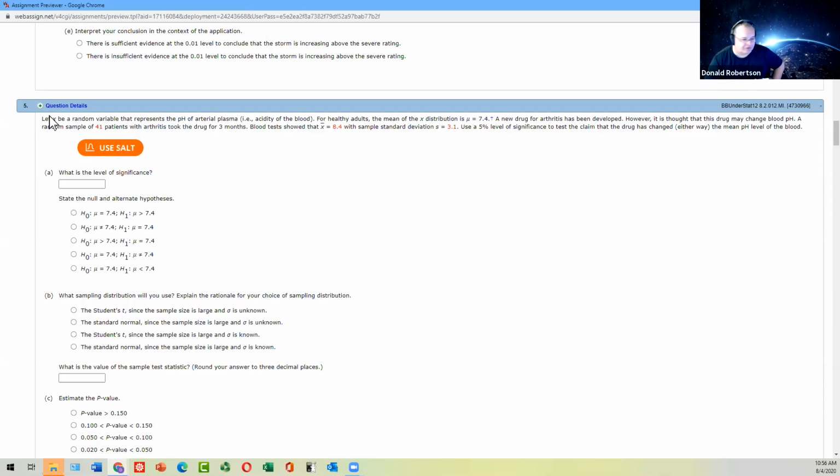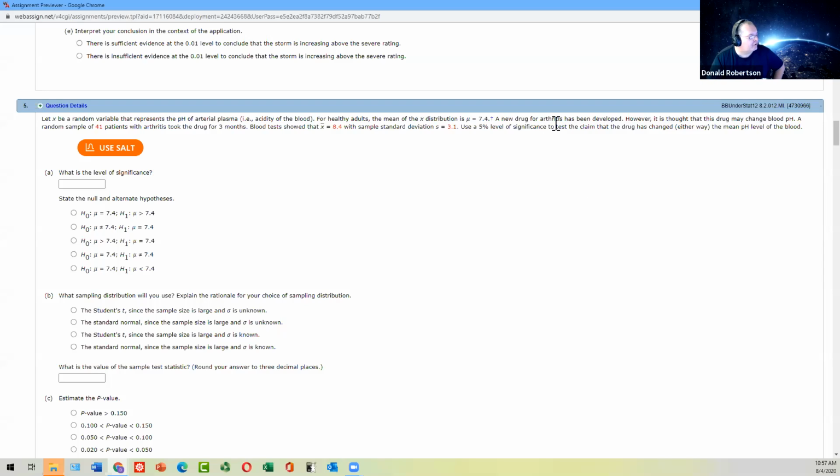So here is a story. This is a classic example of the kind of thing that we're doing. Let X be a random sample that represents the pH in arterial plasma. Oh, the acidity of your blood. The nursing people would be interested in that. For healthy adults, the mean is 7.4. And I think that's a little reference thing. So if you click on it, you can go and see where it came from.